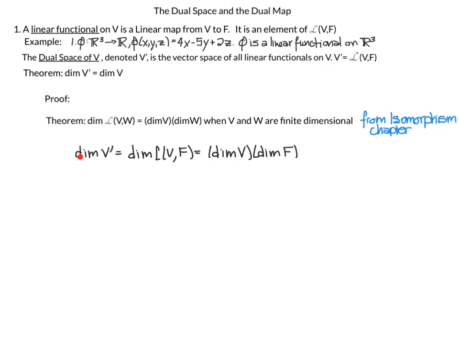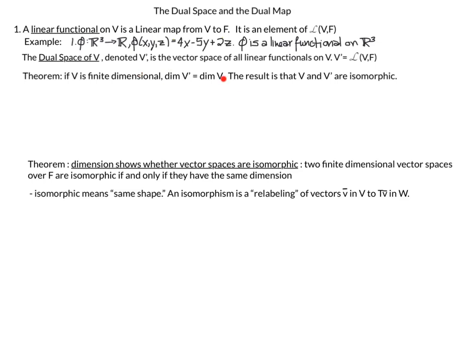And what we will get then is dimension of V prime is equal to dimension of our space of linear maps V to F, which is equal to dimension of V times dimension of F. Now, since F is a scalar field, its dimension is 1, so this becomes dimension of V, and therefore we have shown dimension of V prime, or the dual space, is equal to the dimension of V. And the significance of this theorem is that the vector space V and its dual space are isomorphic, and that comes from this theorem here.